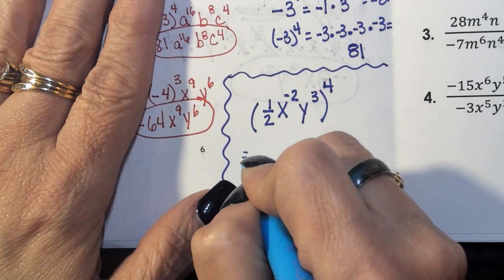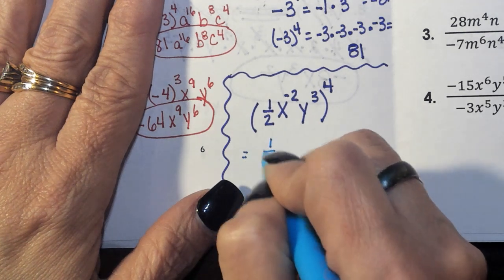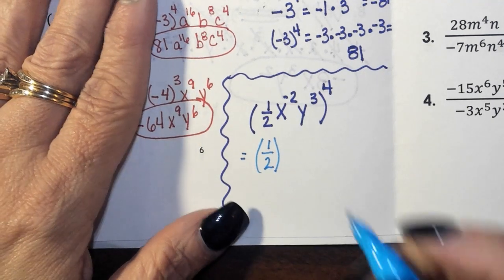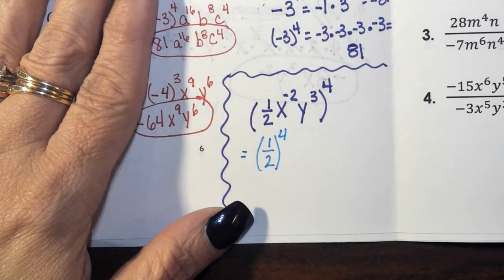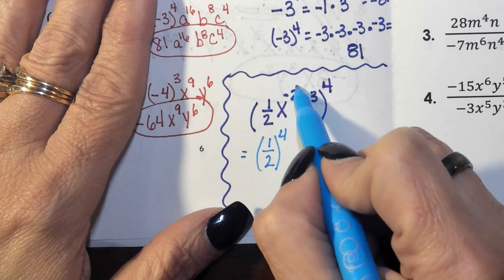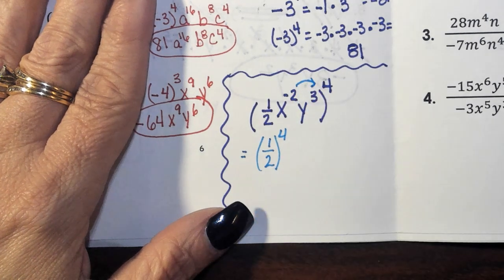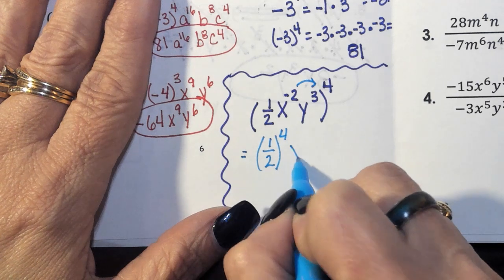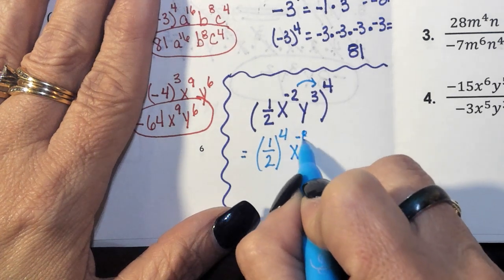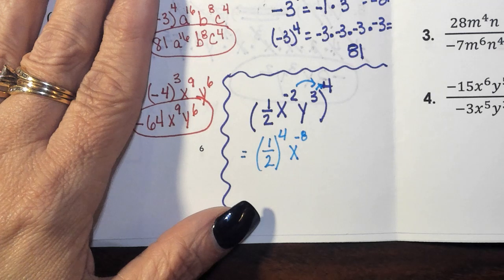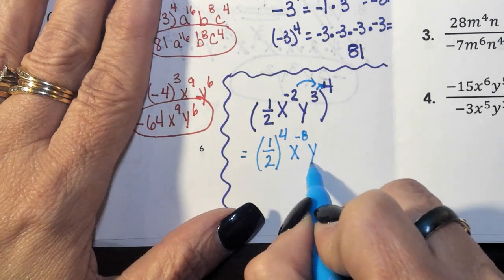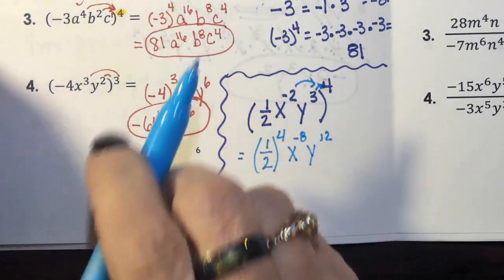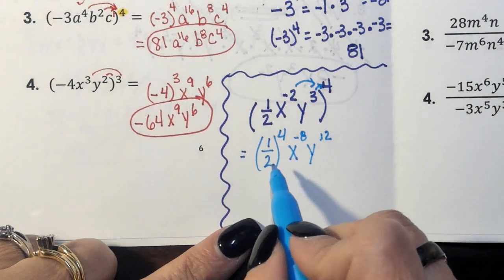Here we go. I'm going to pull that number out to the front, put parentheses around it, and he's being bossed around by that bossy 4, so I'm going to put a 4 out here, and I'm going to multiply. 4 times negative 2 will be x to the negative 8. 4 times 3 will be y to the 12th. Okay, well, I need to simplify. 1 half to the 4th power.